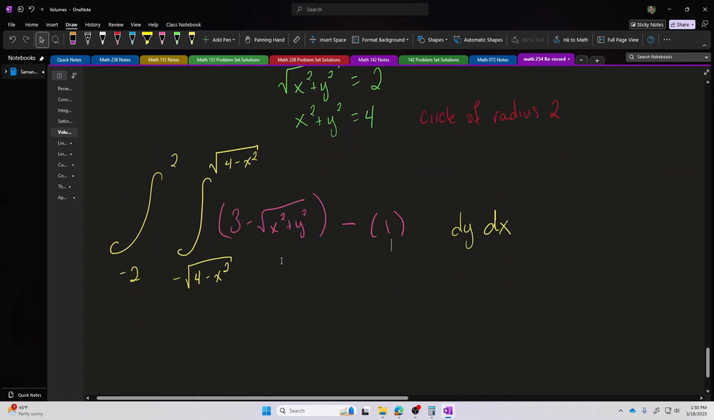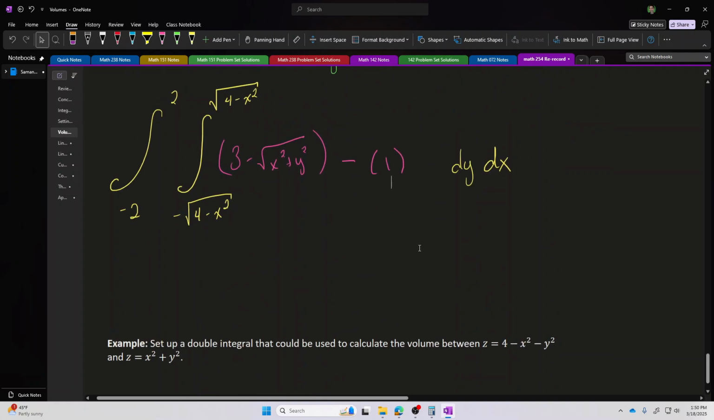Now, if I were working on a different problem where maybe the plane was the highest surface and I had some cone which was underneath the plane, then the subtraction would be in the other order. And this is just necessary to make sure that my volume works out to be positive.